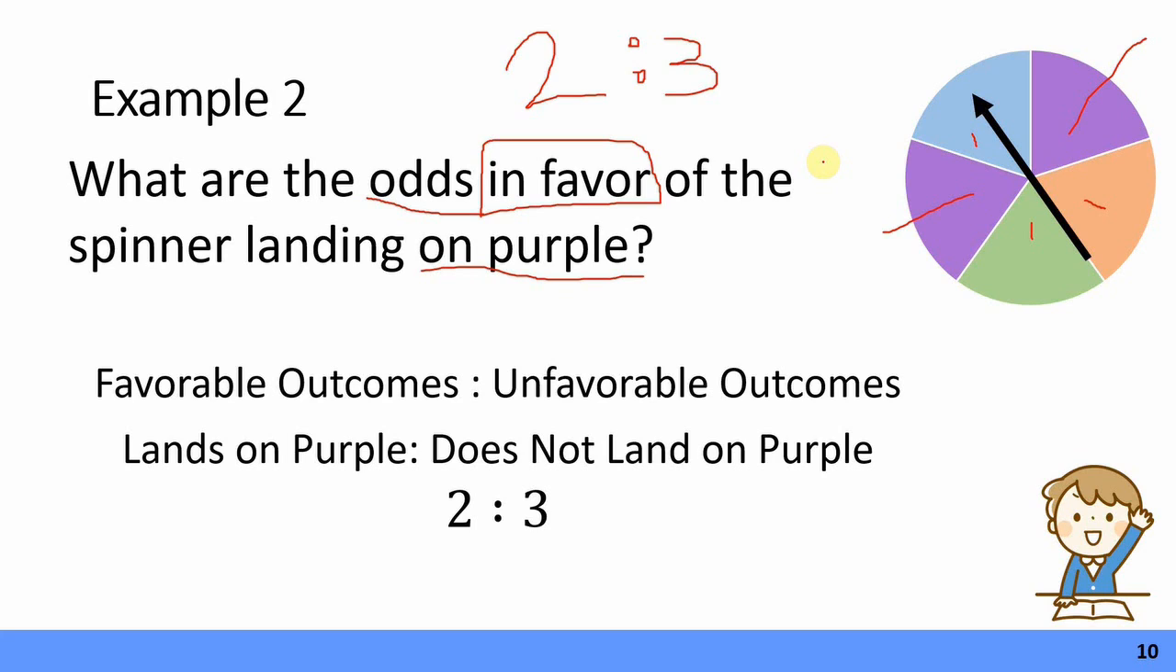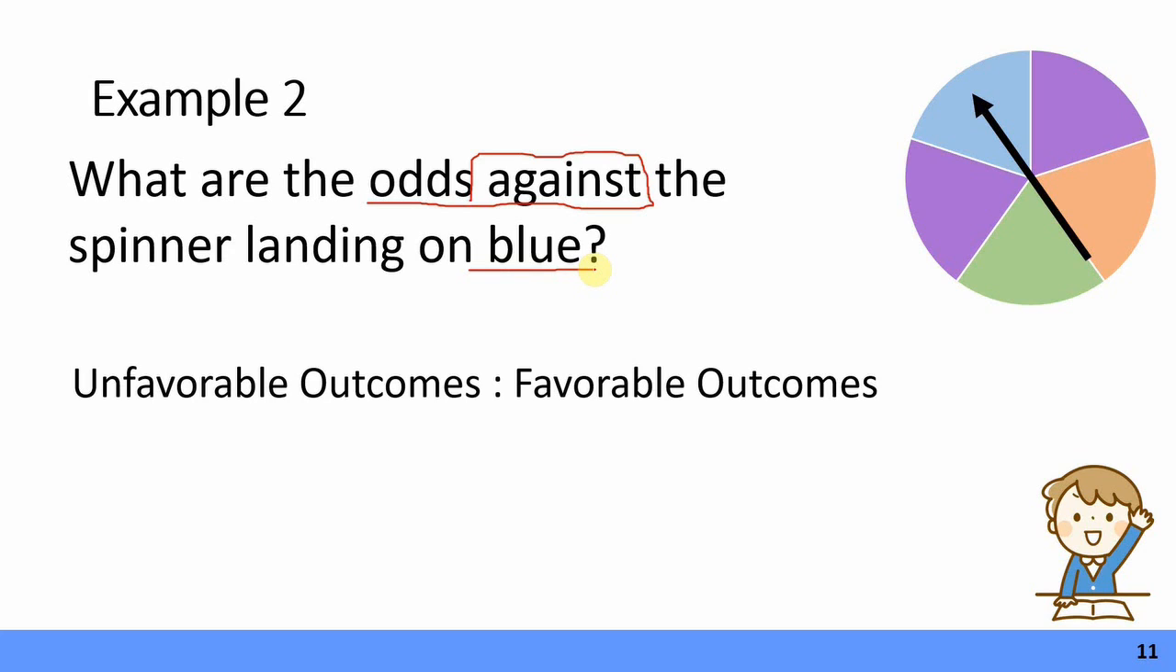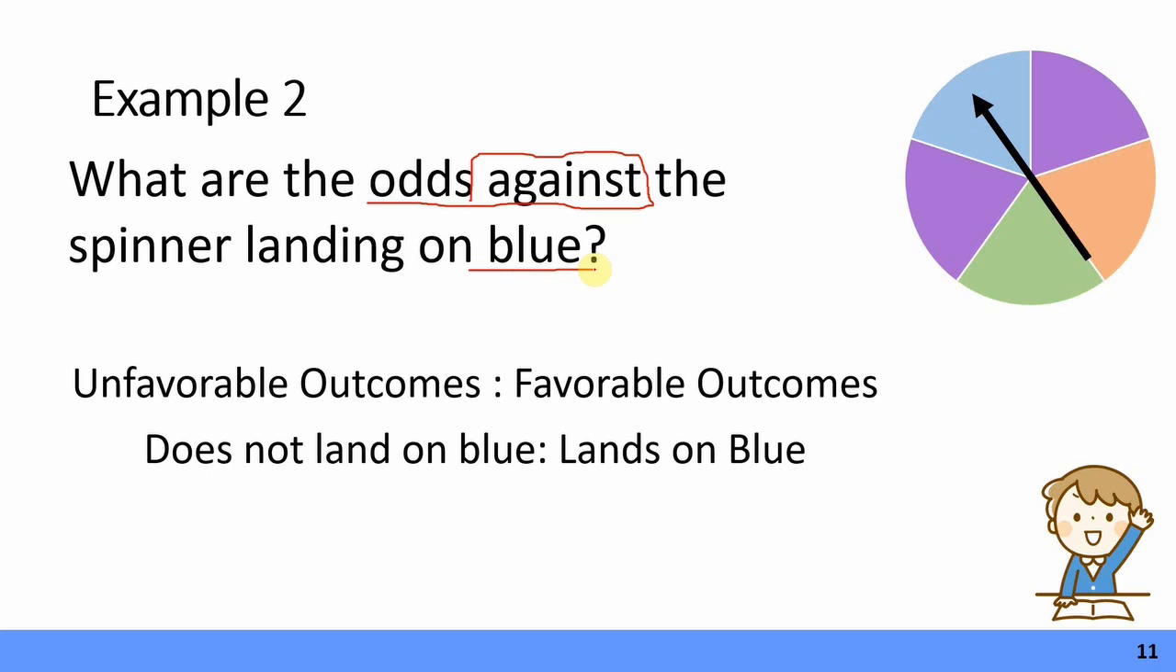Okay, just to make sure it made a lot of sense, let's try this one. What are the odds against the spinner landing on blue? So since it has the word against, we're going to start with the number of unfavorable, meaning the number that are not blue. Remember, against kind of means not, so we're going to start with the numbers that are not blue, and then we're going to do the number that are actually blue.